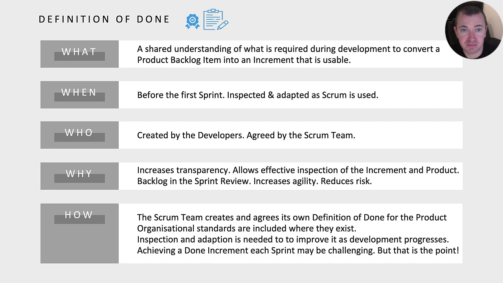to it. Having an agreed and transparent definition of done makes expectations around quality clear and better enables the developers to forecast the work it can carry out in a sprint. It allows effective inspection of the increment and the product backlog in the sprint review, as everyone is aware of the work that is done and the work that is not done.